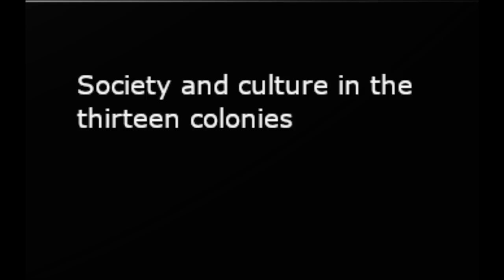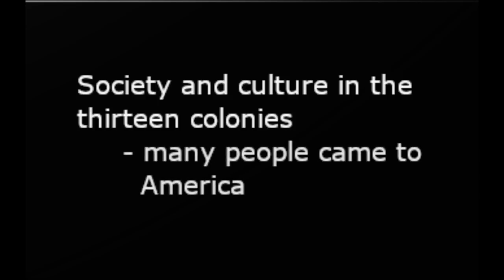Why? Because these 13 colonies were mainly English, so they spoke the English language and they brought with them the English culture. So these foreigners, the French, the Spaniards, the Irish, a lot of other people, adapted to the English culture in America.